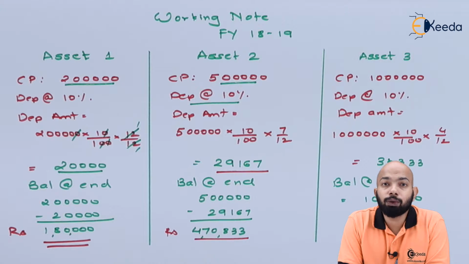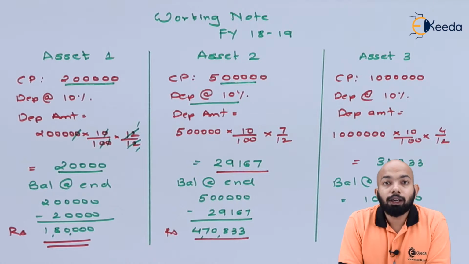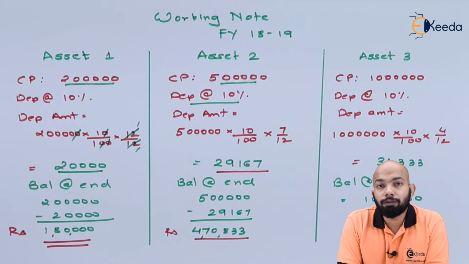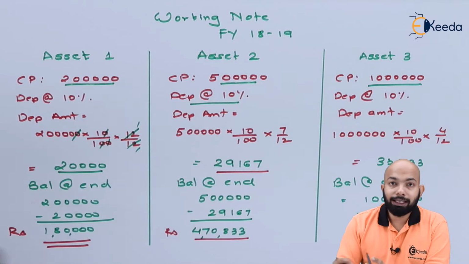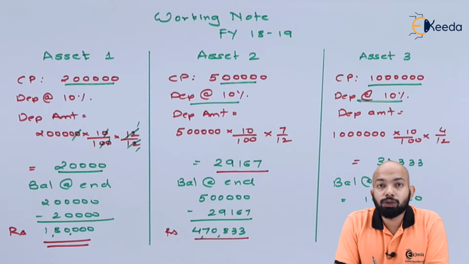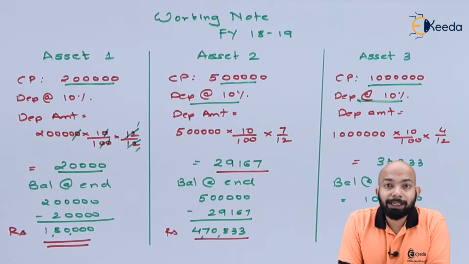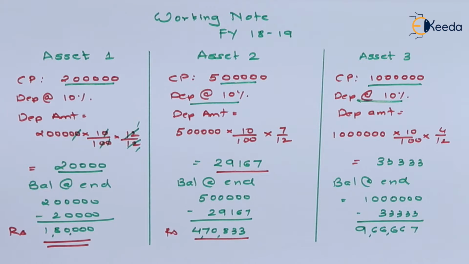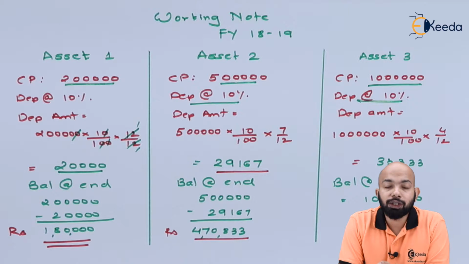Now, the last asset that was procured in the financial year 18-19 was on 1st of December. From December until March, we have only 4 months of usage for this specific asset which was purchased for 10 lakh rupees. Depreciation again being 10%. Now the depreciation amount is only for 4 months. Hence, the total depreciation that has been calculated here is 33,333 rupees, which will give you a balance of 9,66,667 rupees as the balance of the asset as of financial year 18-19. Make sure this is only for the financial year 18-19.